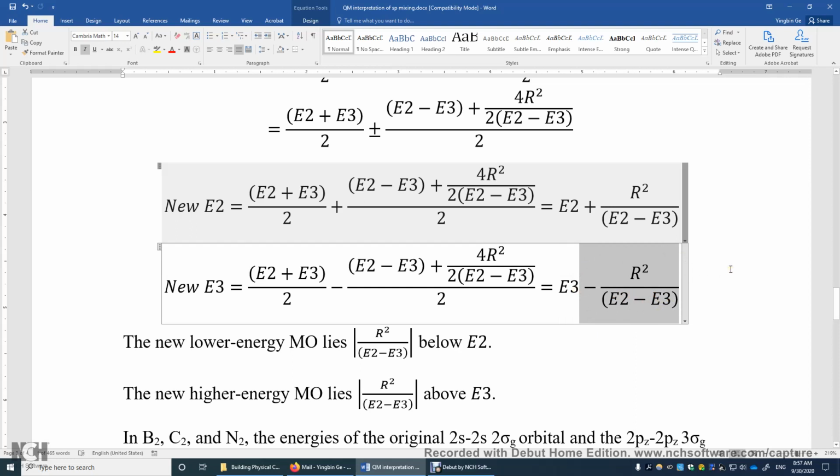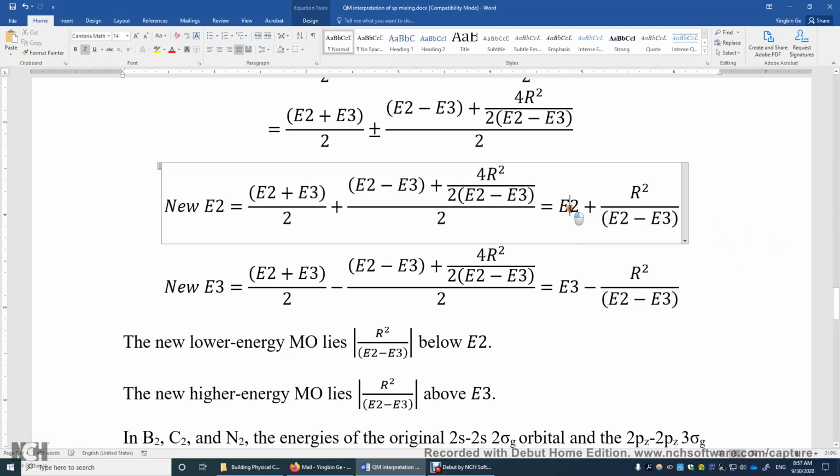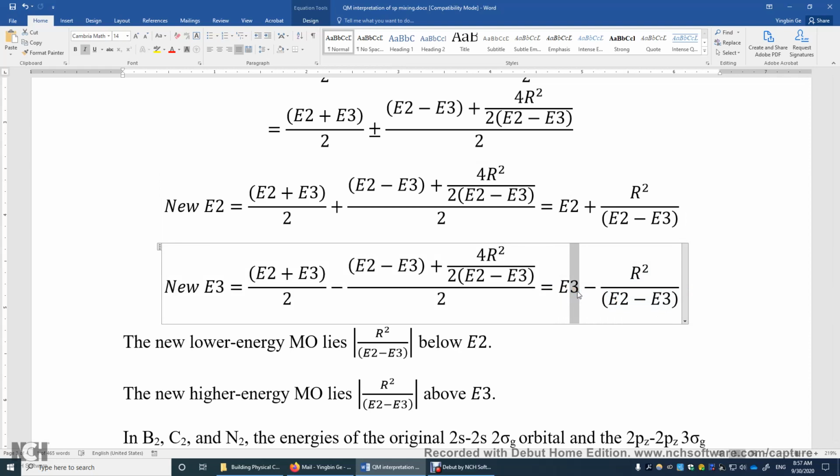Now you get two new MOs. The lower energy MO has even lower energy than the previous E2. The new higher energy MO has even higher energy than the previous E3, and this is almost always true when two orbitals interact with each other.